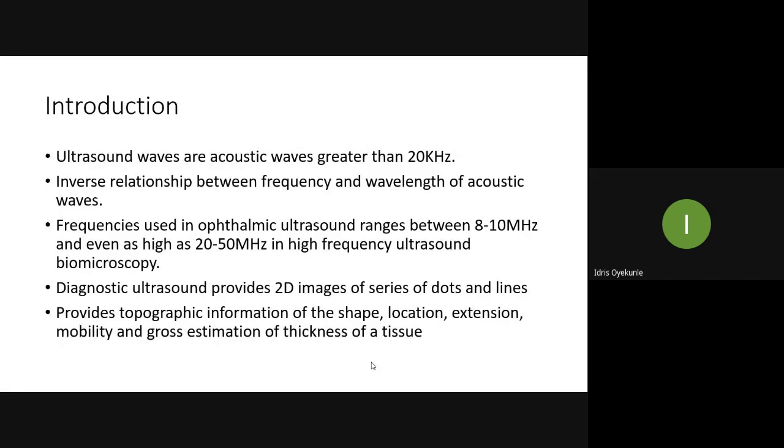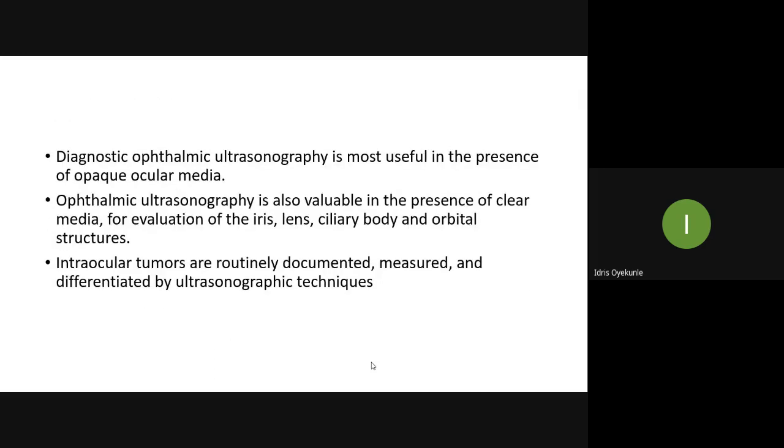So the frequencies used in ophthalmic ultrasound range between 8 to 10 megahertz and can even be as high as 20 to 50 megahertz in high frequency ultrasound biomicroscopy. The diagnostic ultrasound provides 2D images of a series of dots and lines in black and white, and it also provides topographic information on the shape, location, extension, mobility, and gross estimation of thickness of a particular tissue.